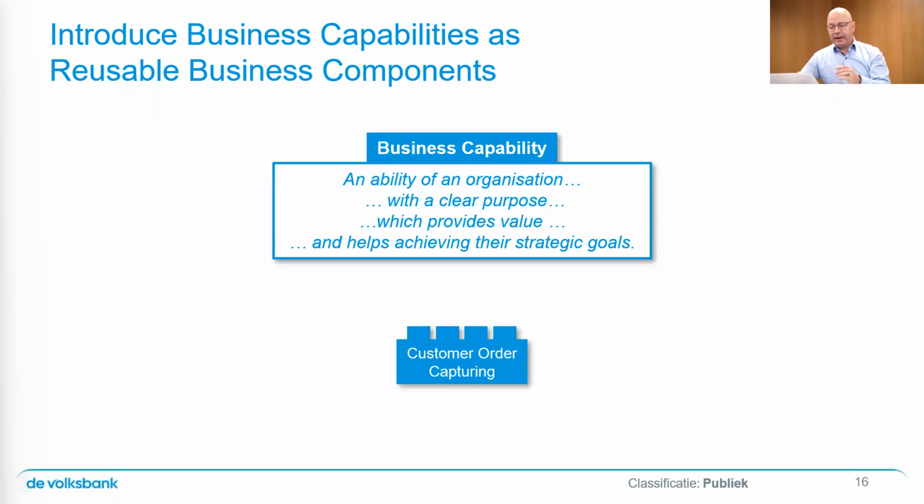And a business capability, I'm sure that there are other definitions and I'm sure there's reason for debate, but a pragmatic description of a business capability could be that it is an ability of an organization with a clear purpose that provides value and helps achieve the strategic goals of that organization. So if you could establish a set of business capabilities geared towards fulfilling the strategy of that organization, really mimicking what is needed for that strategy, then it could actually become a very effective and business-aligned digital transformation.